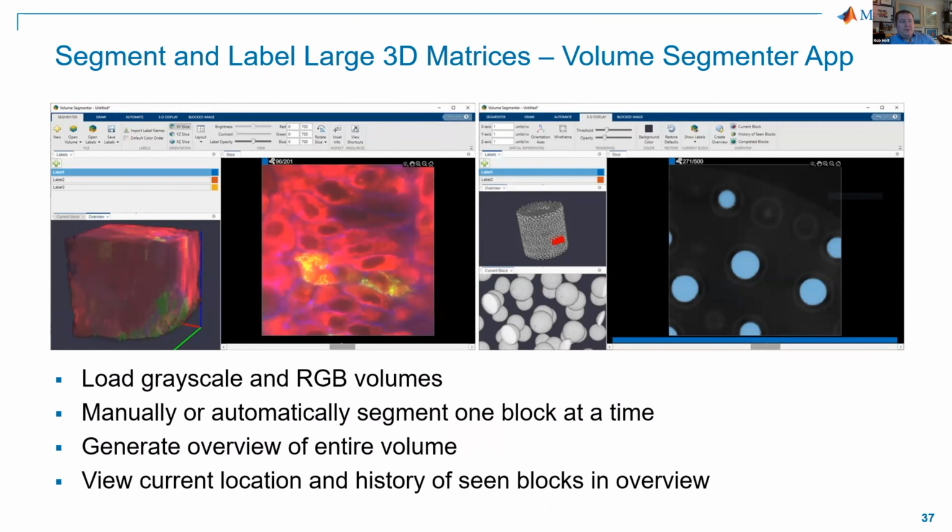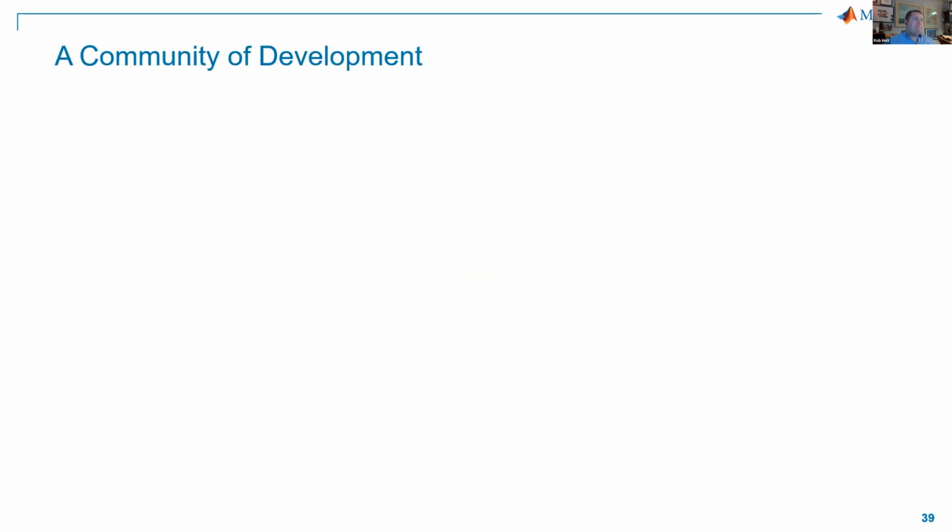We also have tools that are meant for 3D. So 3D RGB volumes can be labeled and visualized. It's possible to go through and visualize one block at a time in these large 3D images to label them and then to do some kind of analysis on them.